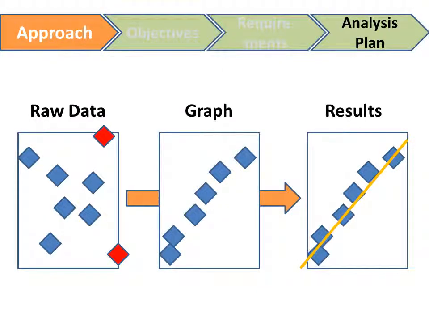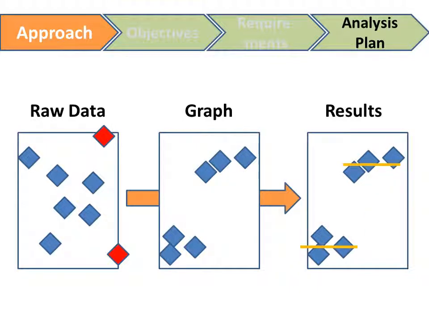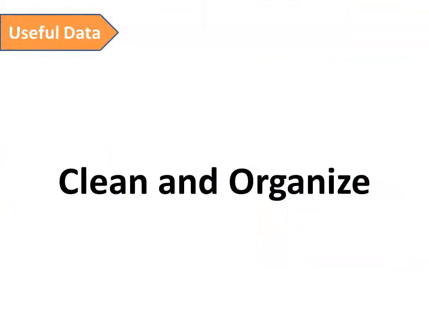Based on your objectives and requirements, you should develop a preliminary plan to get your raw experimental data into a form that you can analyze and draw conclusions from. This plan should guide your actions, but be flexible. You may have to change things up if the results come out different than you expected.